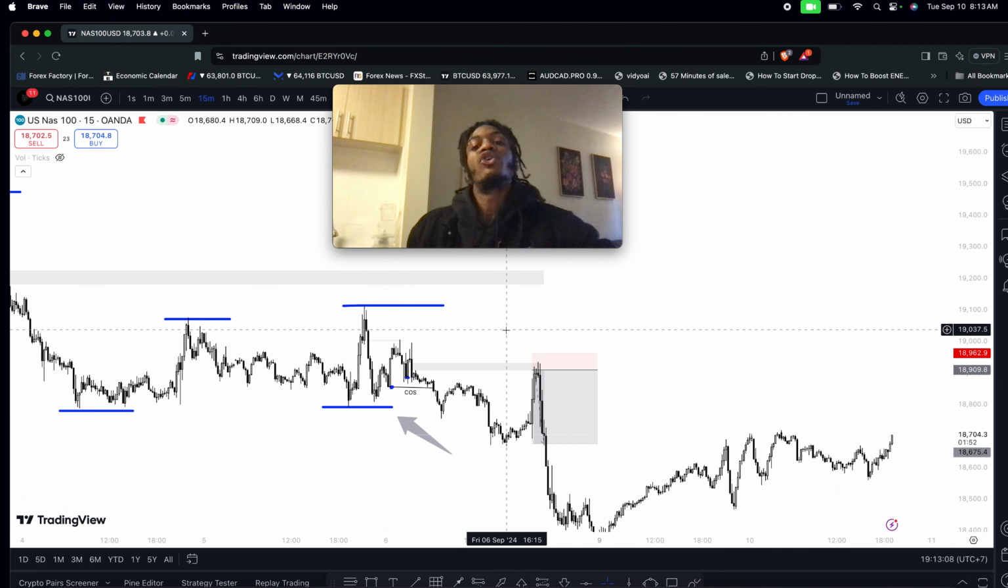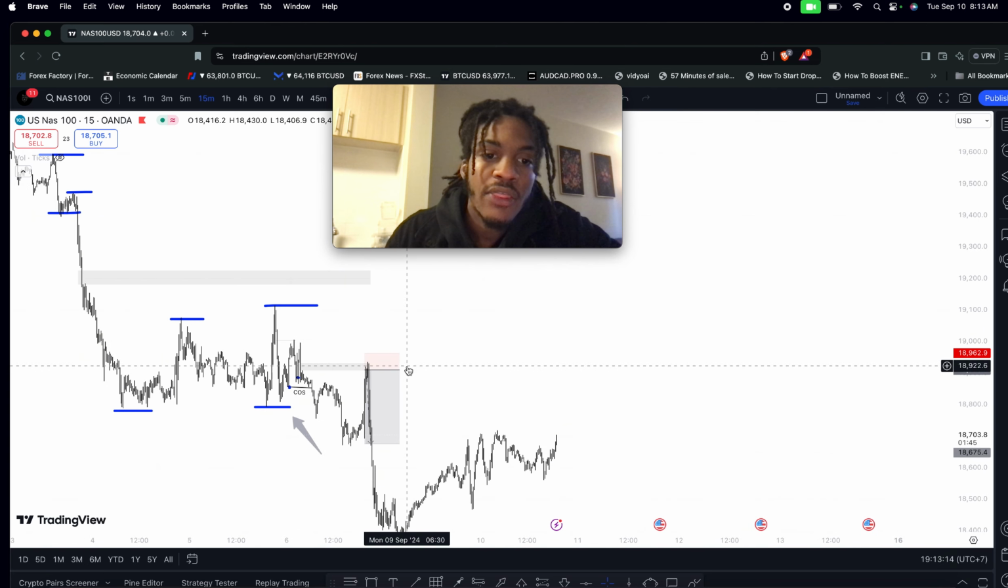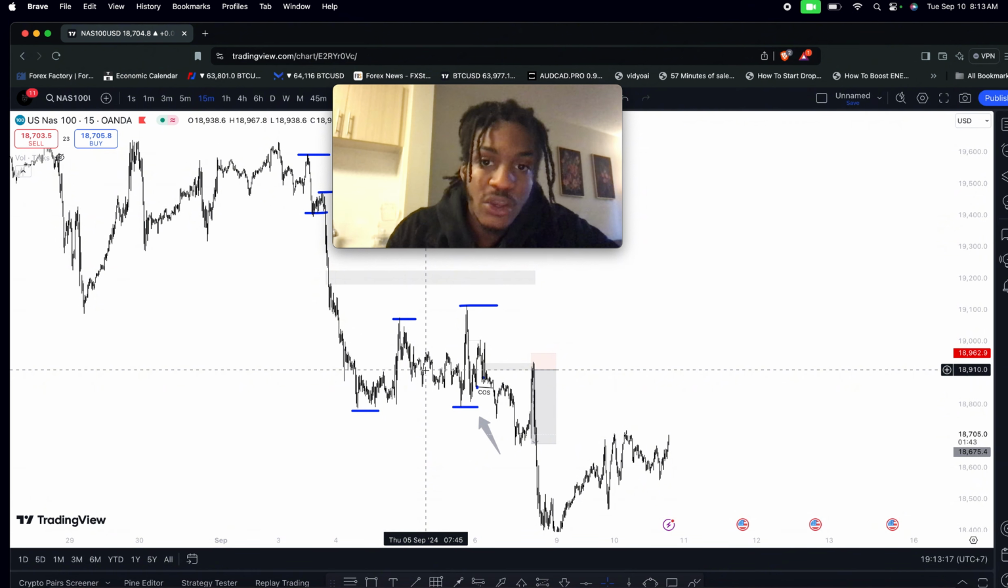So the first thing you want to do when you're trading Nas100 is go on the 15-minute chart, zoom all the way out, and then just start drawing your highs and lows with a thick line, like I did with those blue lines, so you can clearly see. You don't have to do this if you traded before and you have experience, but if you're a beginner and you want to use mine to help, do that.